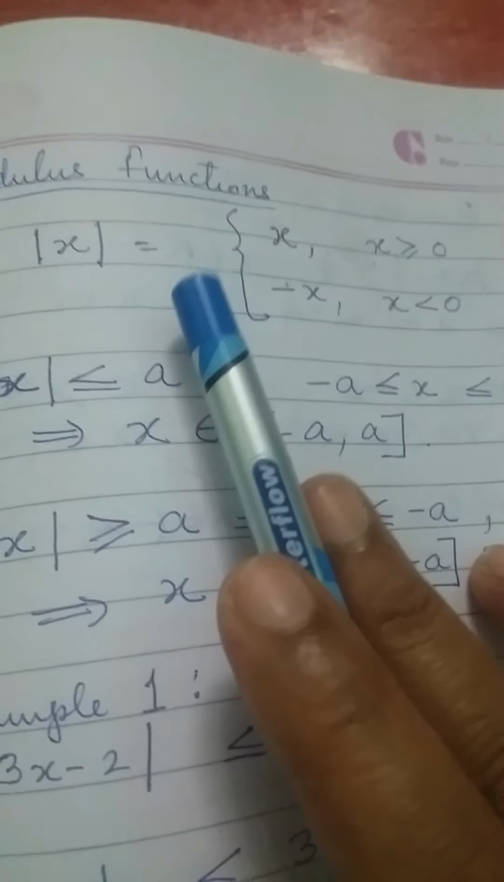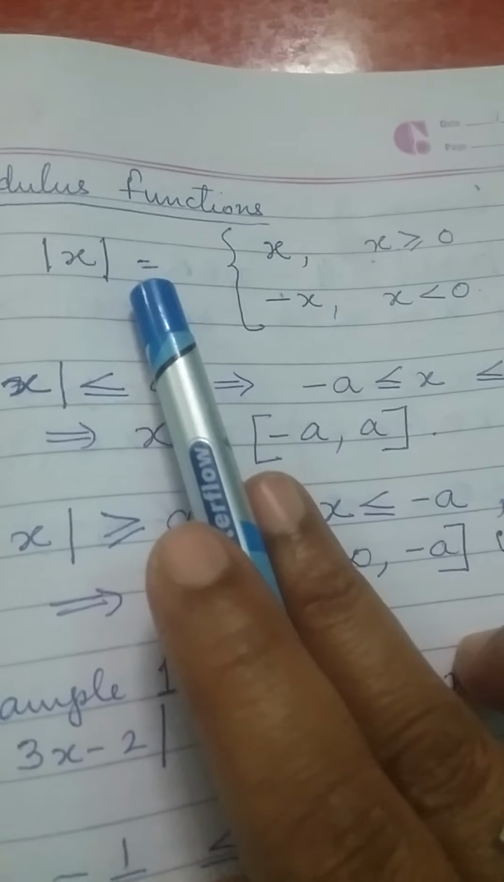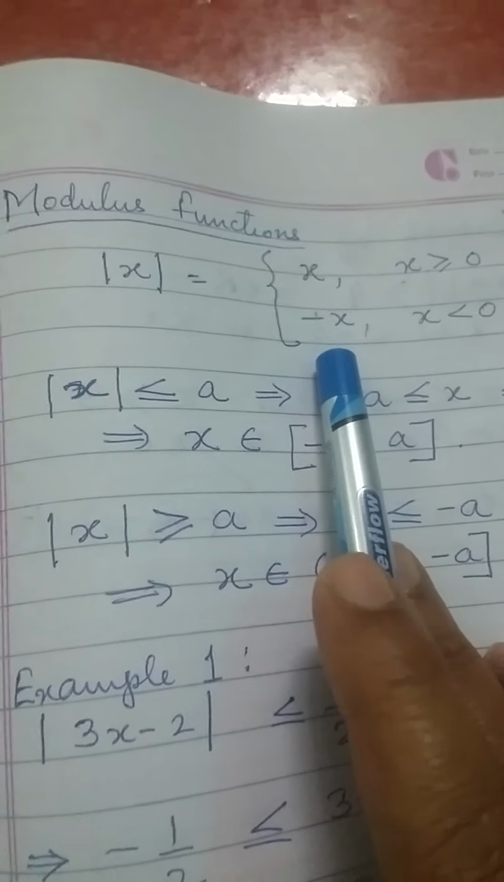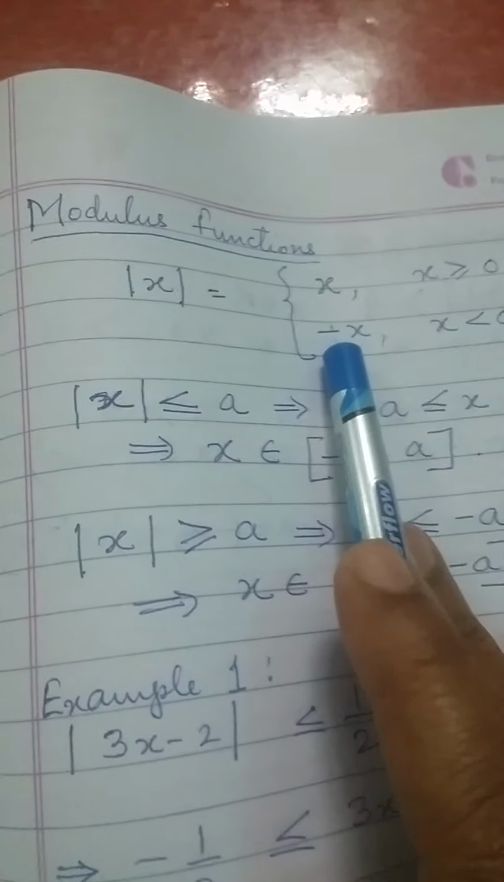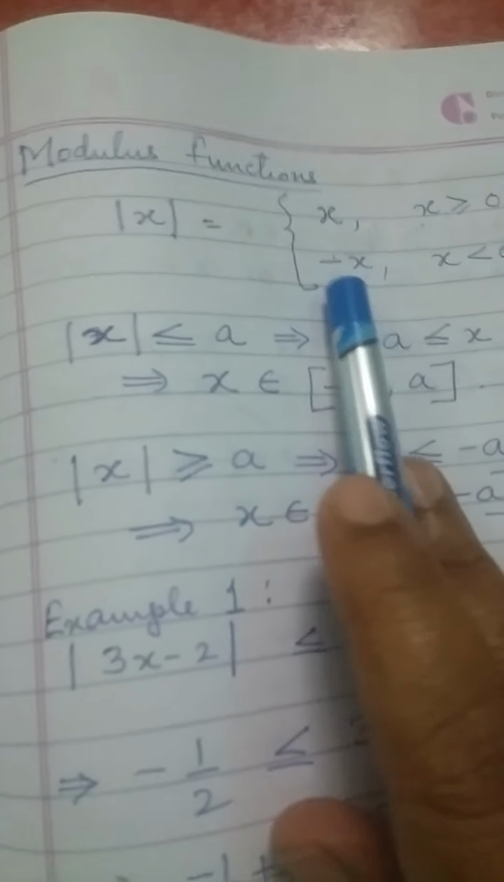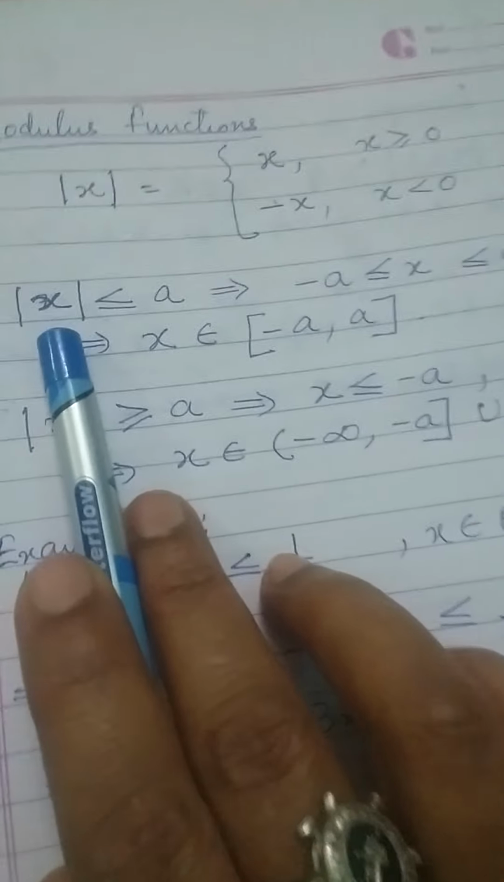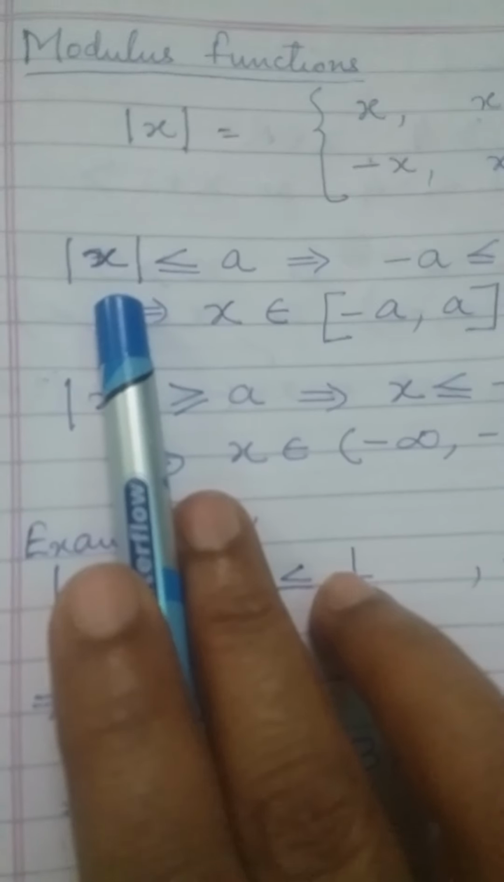Which means the mod of any positive number remains the same, and the mod value of any negative number becomes the negative of a negative number, that is positive. That is why it is minus x. Now there are two results on the modulus function that we'll be using in linear inequality.